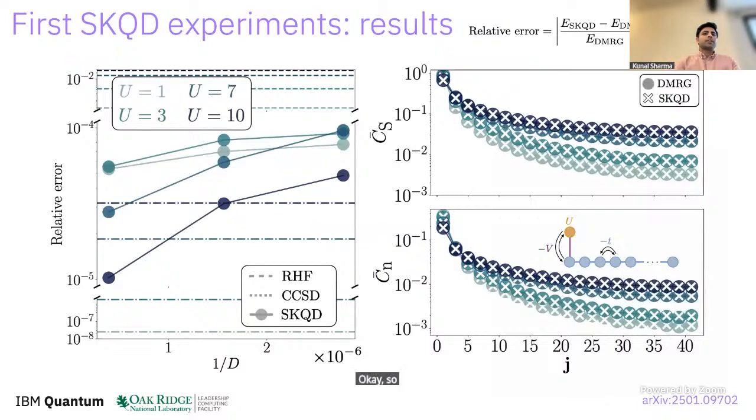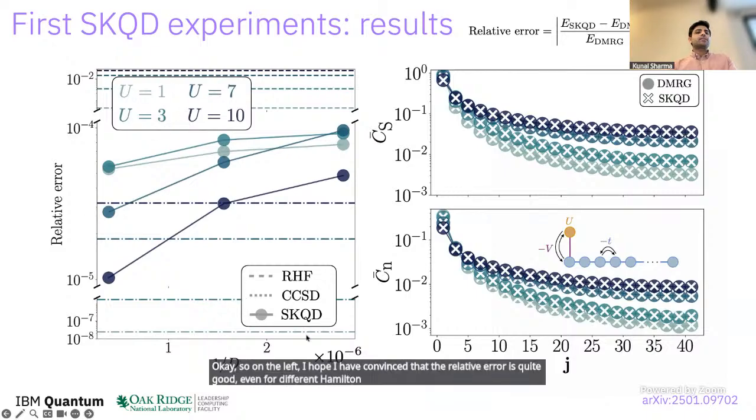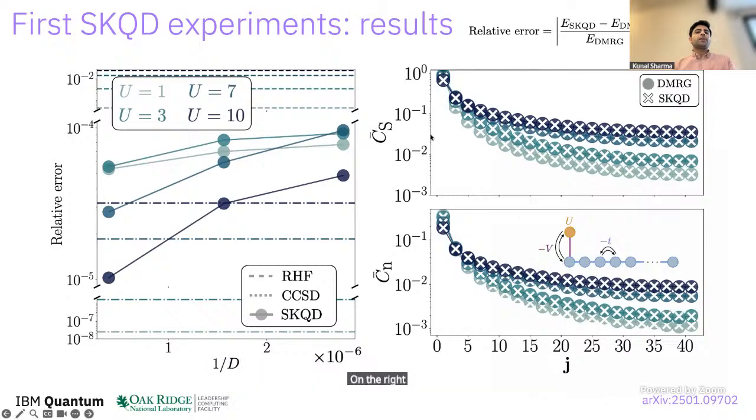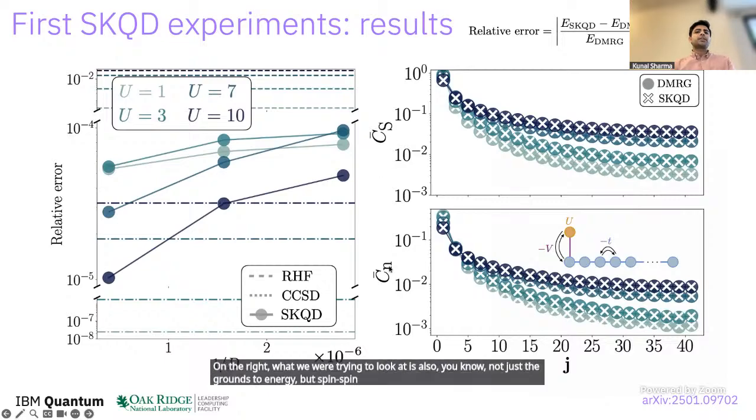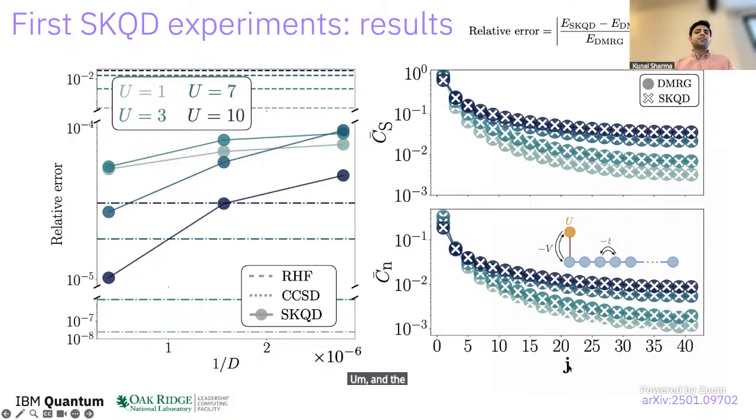Okay, so on the left, I hope I have convinced you that the relative error is quite good, even for different Hamiltonian parameters and also across different subspace dimensions. On the right, what we were trying to look at is not just the ground state energy, but also spin-spin correlation functions and density-density correlation functions. The x-axis is the distance from the impurity. This is the case where we have just one impurity and 41 bath sites. And here also, the relative error is quite good with respect to DMRG.